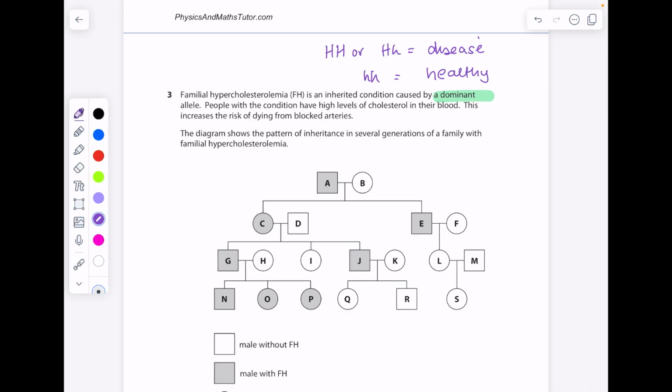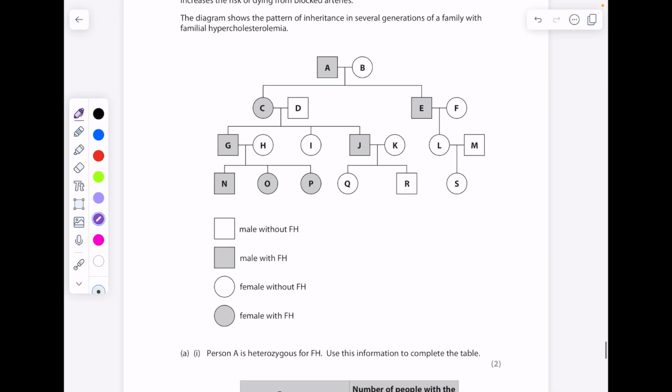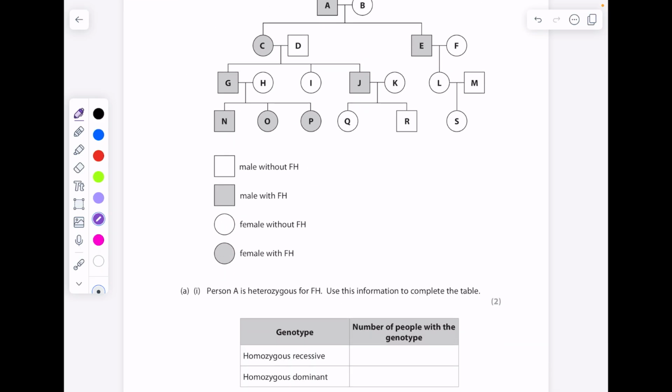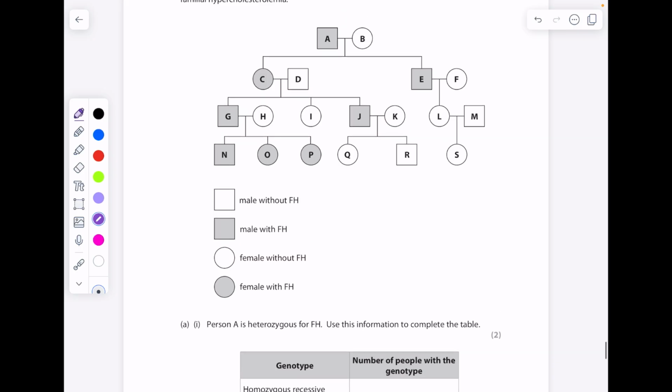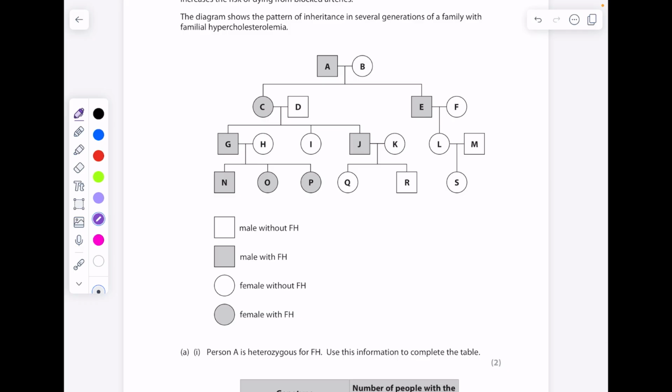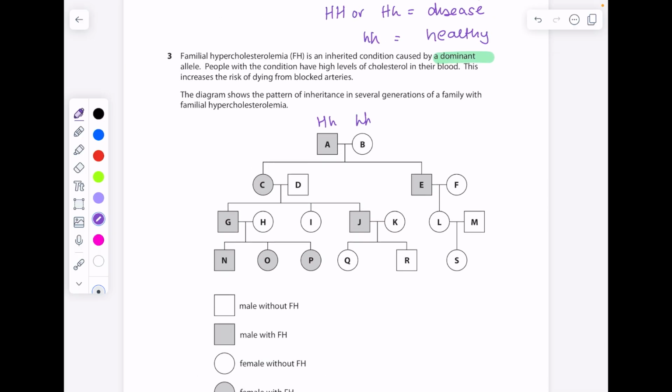It's very important that you get to grips with what the information is telling you. So if we look at part A, person A is heterozygous for FH. Use this information to complete the table. So we've been told that this person has 2 different alleles. We can immediately label all of the unaffected healthy people's genotypes because I've already said they must be lowercase h, lowercase h.